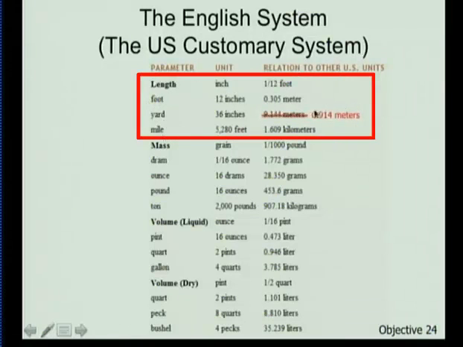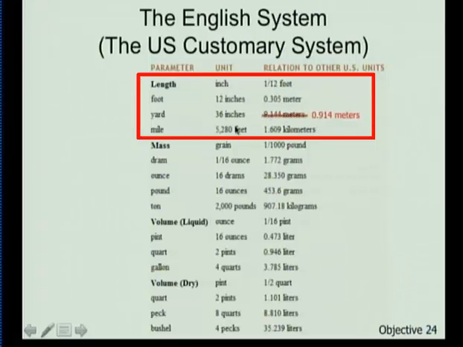Now, notice I've made a correction here to the table. Make sure you make that correction in your book. It was caught, of course, after everything was sent off to print. Instead of 1 yard being 9.144 meters, the decimal has moved one place. It's 0.914 meters. So do make that correction in your book.